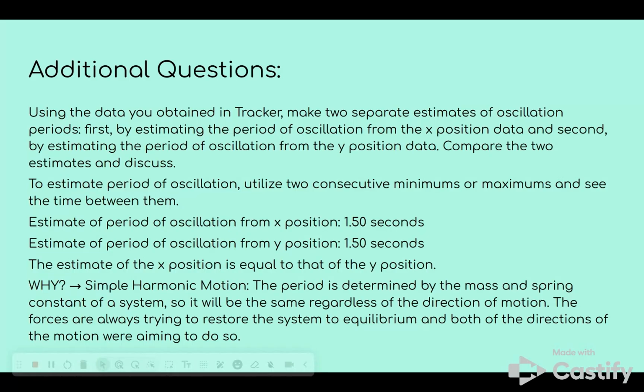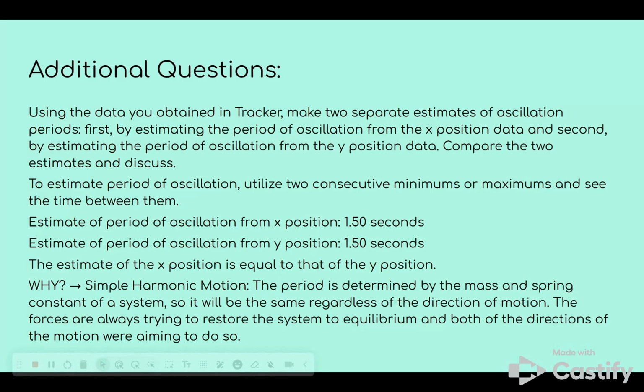Another question: they wanted us to make 2 separate estimates of oscillation periods, by estimating the period of oscillation from the x position and from the y position data, and then compare these and discuss. To estimate a period of oscillation, you have to utilize 2 consecutive minimums or maximums and see the time between them. The estimates of the period of oscillation from the y and x positions were both 1.5 seconds, so they were equal.